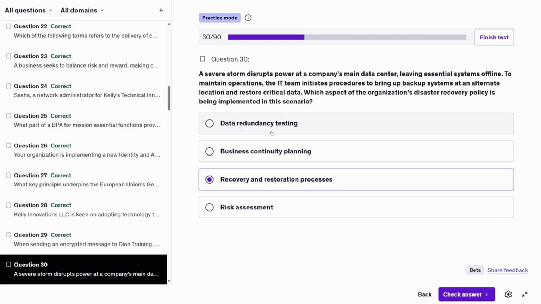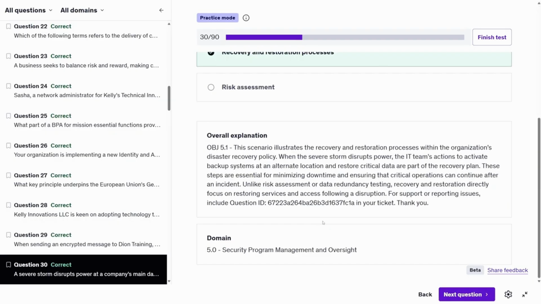The correct answer is recovery and restoration processes. This scenario illustrates the recovery and restoration processes within the organization's disaster recovery policy. When the severe storm disrupts power, the IT team's actions to activate backup systems at an alternate location and restore critical data are part of the recovery plan. These steps are essential for minimizing downtime and ensuring that critical operations can continue after an incident. Unlike risk assessment or data redundancy testing, recovery and restoration directly focus on restoring services and access following a disruption.